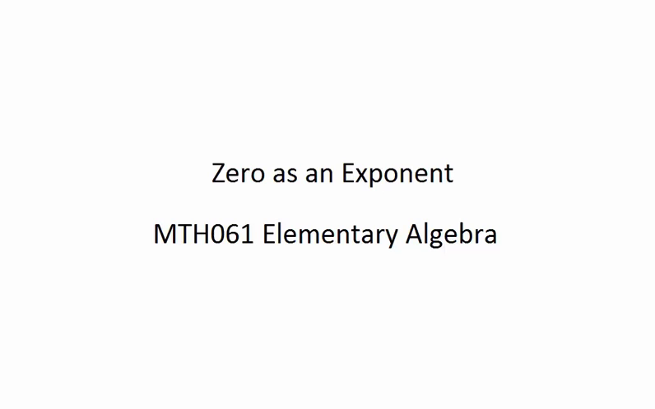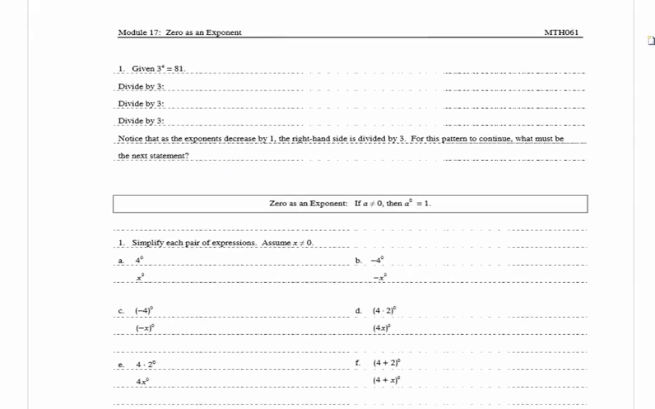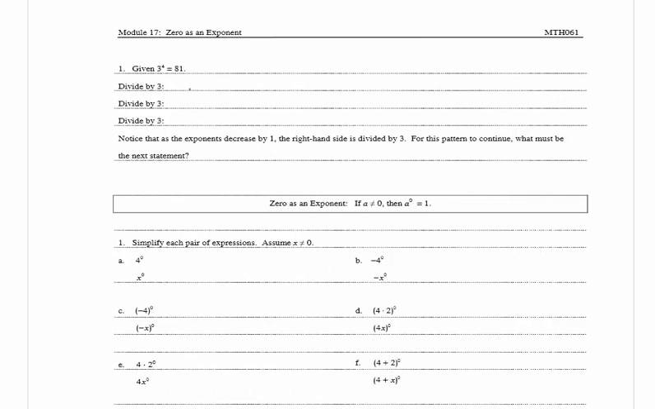In this video, we're going to be looking at 0 as an exponent. In number 1, it says, given 3 raised to the 4th is equal to 81, and then it wants us to divide by 3. If we were to divide 3 to the 4th by 3, we would have 3 to the 3rd power, and that's equal to 27. And then if we were to divide by 3 again, we would have 3 to the 2nd power, which is equal to 9.